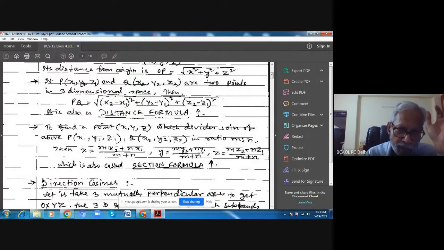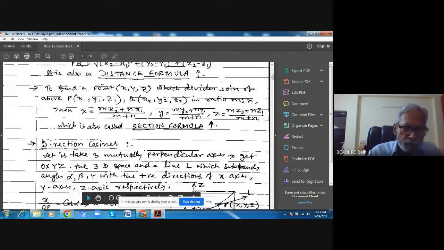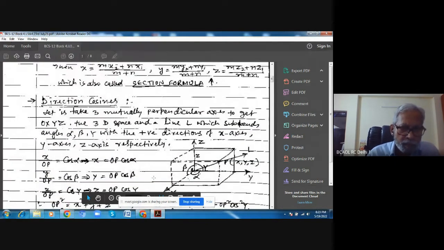That you have to remember. So this is your section formula, which is called the section formula. So there are two formulas we are getting: one is the distance formula, and this is the section formula. Now another part you have to remember in three dimensions is direction cosines.